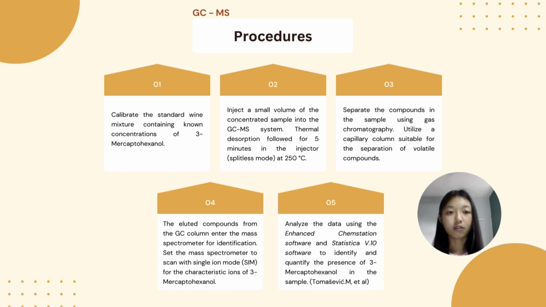Thermal desorption follows for 5 minutes in the injector with splitless mode at 250 degrees Celsius as well. Then the compounds in the sample are separated using GC, utilizing a suitable capillary column for the separation of volatile compounds. The eluted compounds from the GC column enter the MS for identification. Thereby, the MS is set to scan with selected ion mode for the characteristic ions of 3-methylhexanol. Last but not least, the Enhanced ChemStation software and Statistica V10 software are used to analyze the samples to identify and quantify the presence of 3-methylhexanol in the sample.